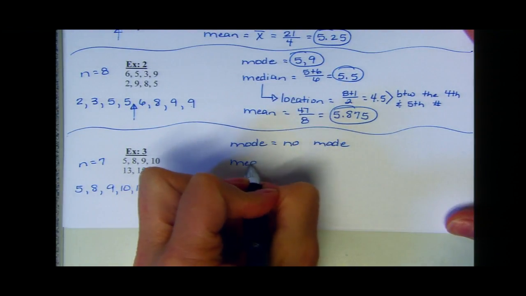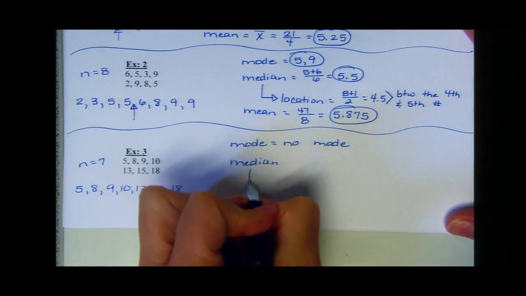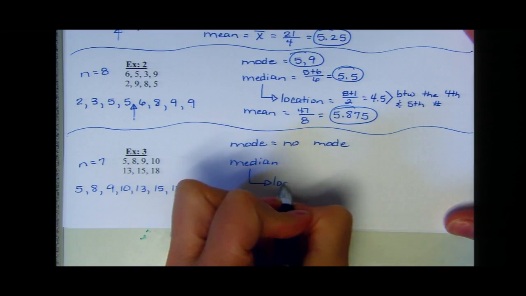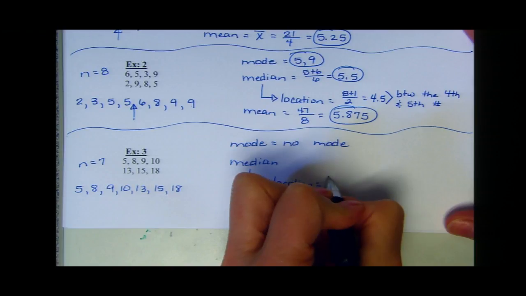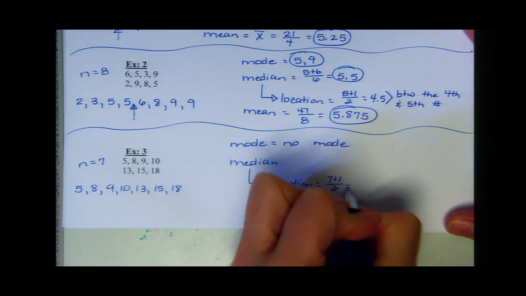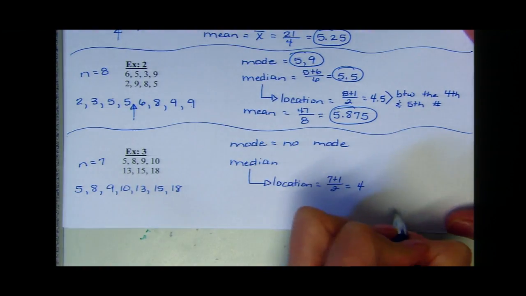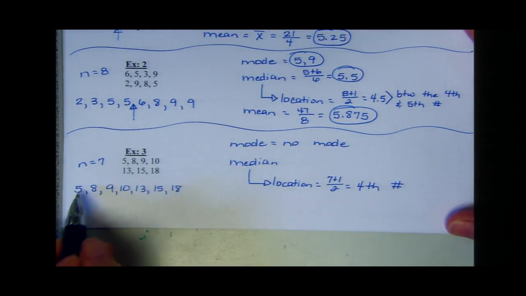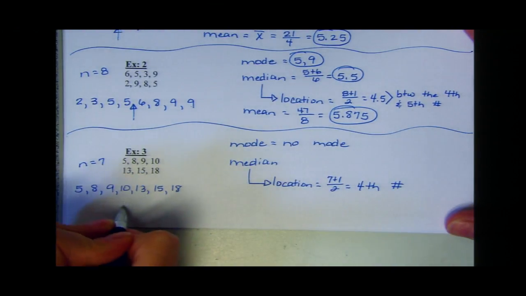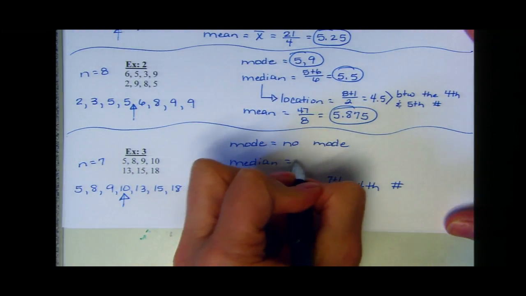My median, well, I first want to know its location, and N is 7, so 7 plus 1 divided by 2 is 4, so it tells me it is the 4th number. So that makes it really easy. 1, 2, 3, 4. My median is 10.